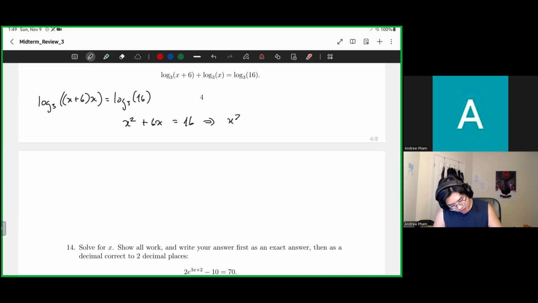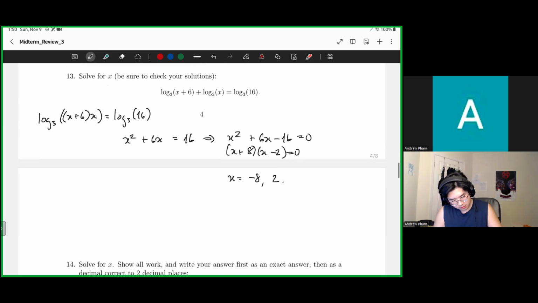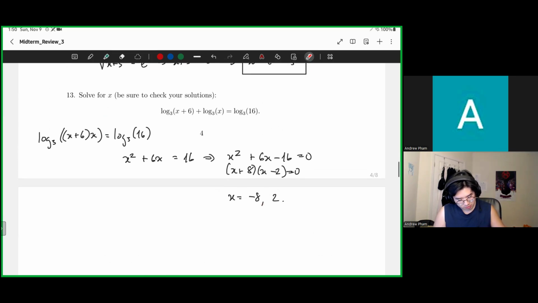So we have x squared plus 6x minus 16 is equal to 0. This factors as x plus 8, x minus 2 is equal to 0, or x is equal to negative 8 and 2. Okay, so these are candidate solutions. We know that there's only one x-intercept for a logarithm, so one has to be true and one has to be false, right? But it's pretty easy to check.